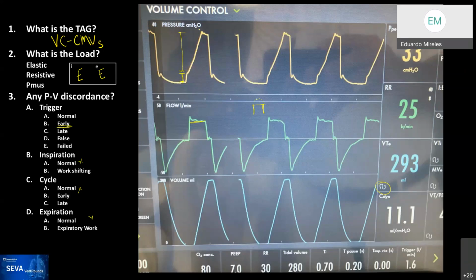So you do the expiratory pause, and it's very short, 0.2 seconds. Got it. Excellent. Good questions.